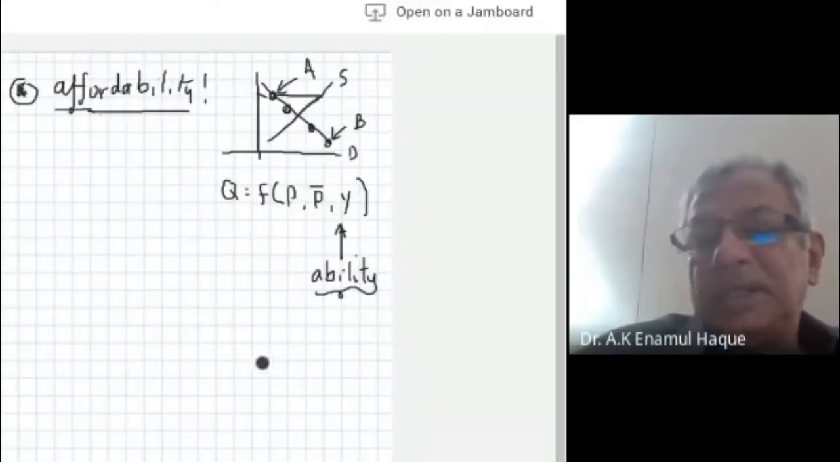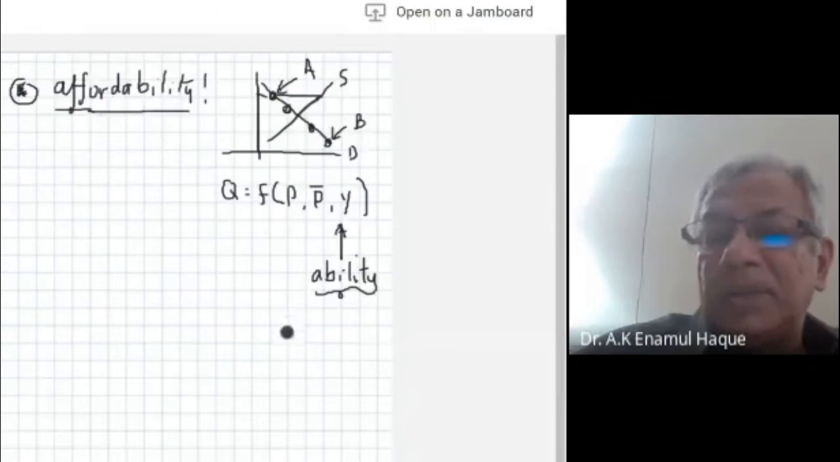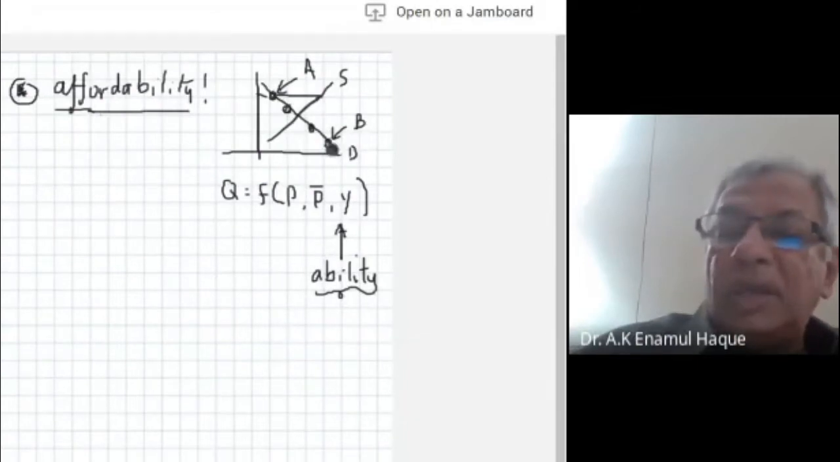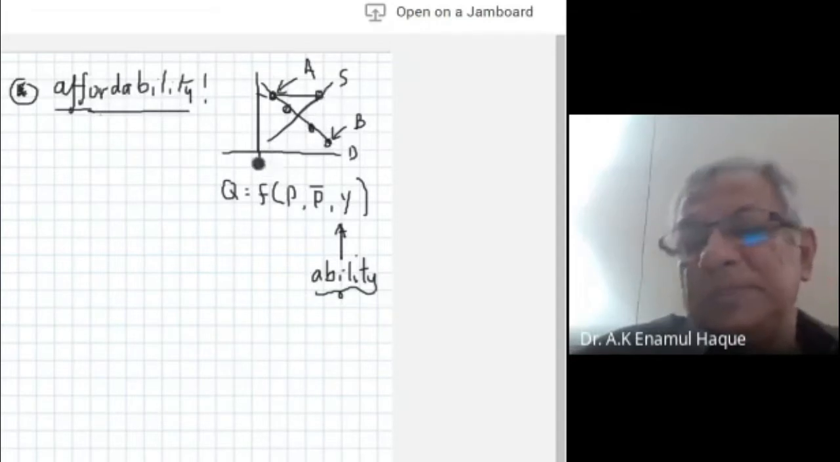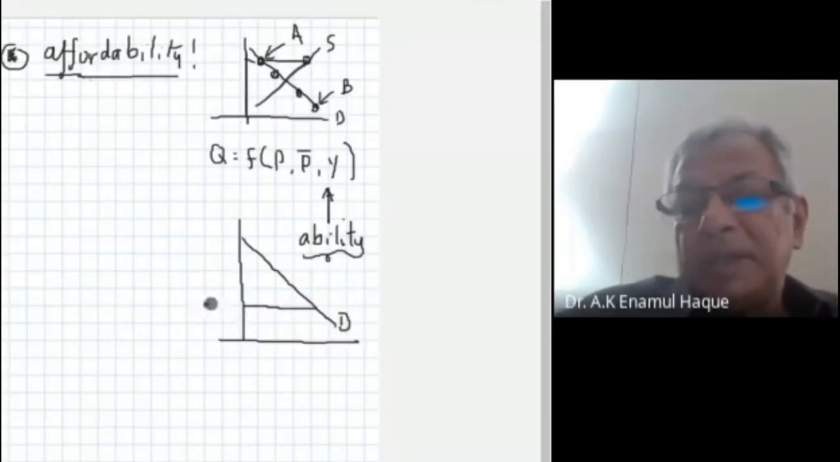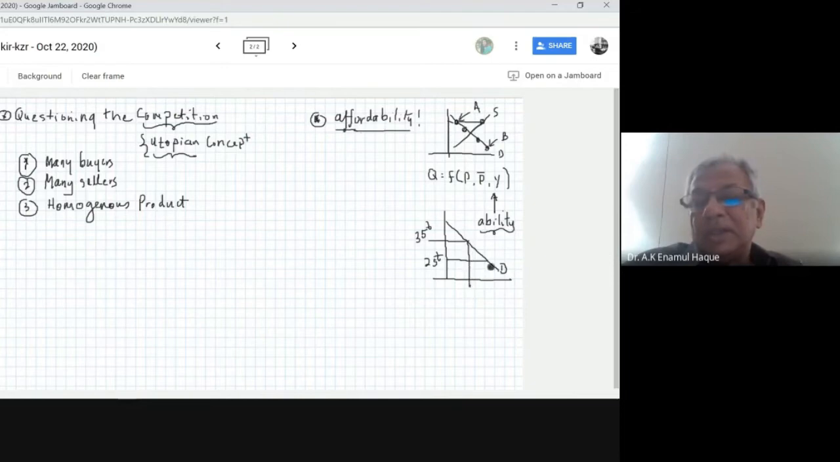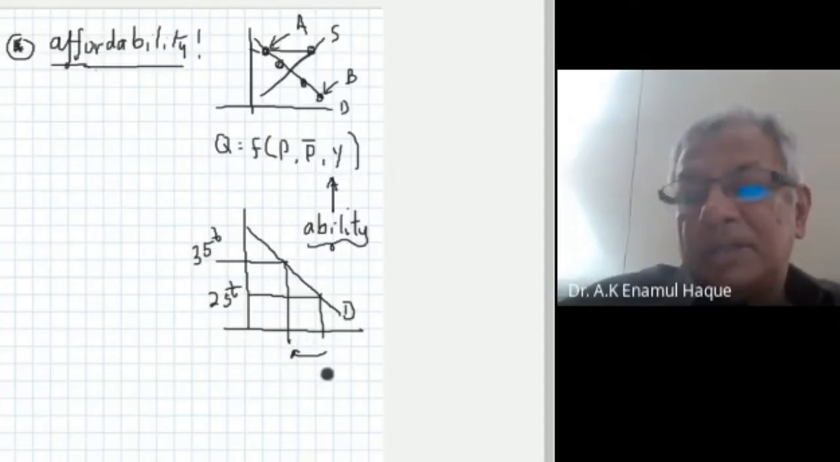So affordability is built into the demand function through income. As long as we are in this range, you cannot sell here because it's beyond affordability. This is what people are expecting, 25 taka. But this is what the market is selling, 35 taka. Just to give an example. So all they're saying is, look, demand has gone down. This was point A. This is point B. But it's still affordable, though not for all.